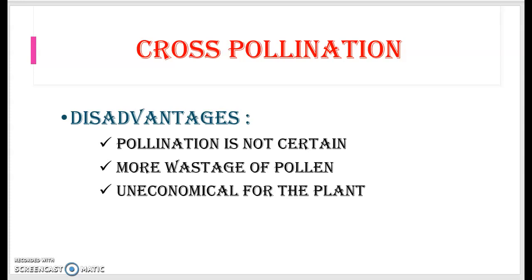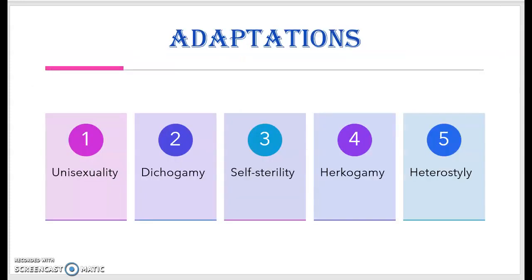And the next important topic that we are going to learn is about the adaptations chosen by the plant to carry over cross-pollination. Now, before we get into this concept, you need to know why we are learning about this particular adaptation, why it is very important. These adaptations are done by the plants themselves so that they can favor and support cross-pollination.